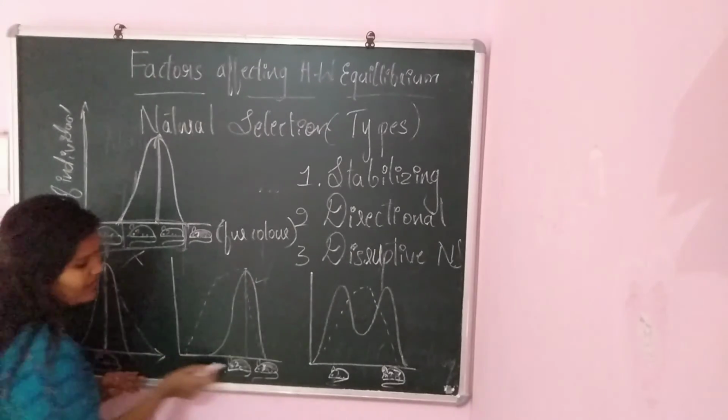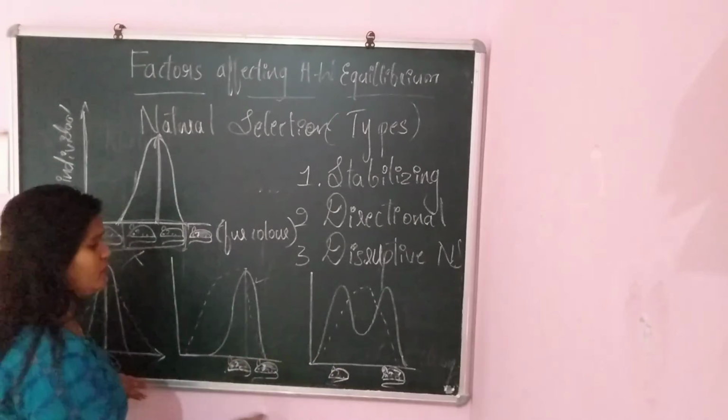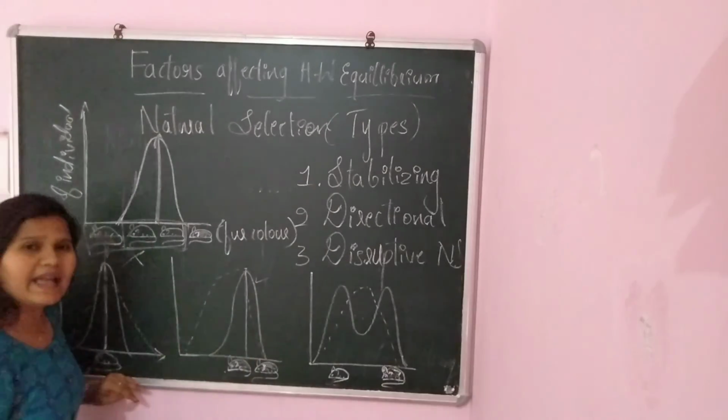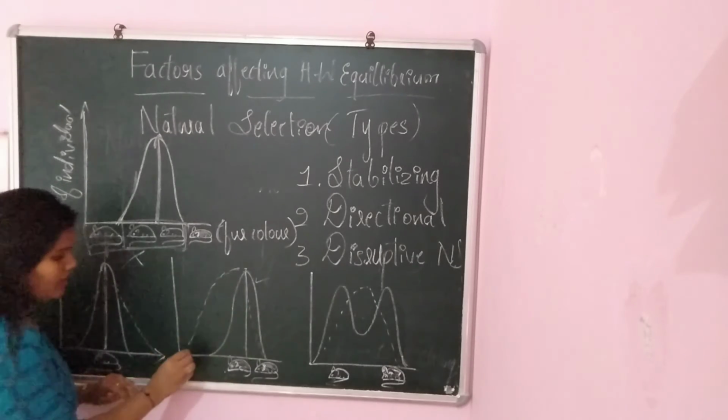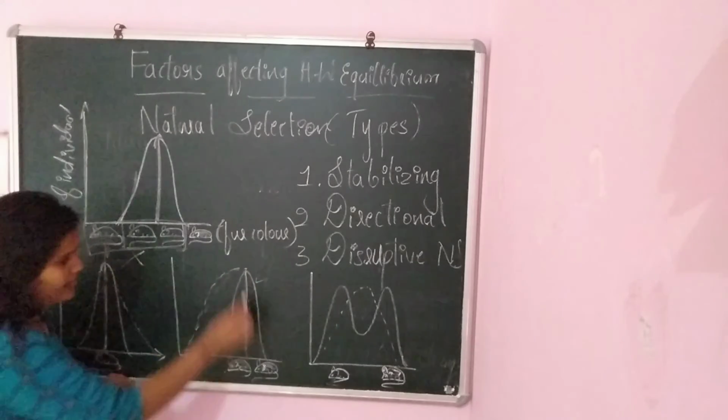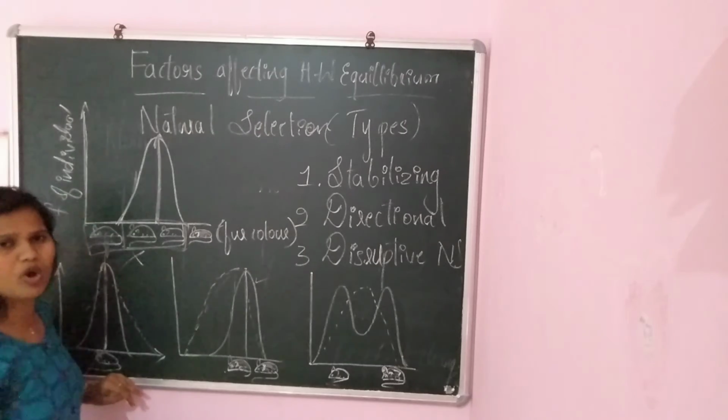Hence they mate with each other and their population will grow. So that's why it happens in one direction. That is called directional natural selection. So see here, the white colored fur and the moderate one will get reduced or lost.